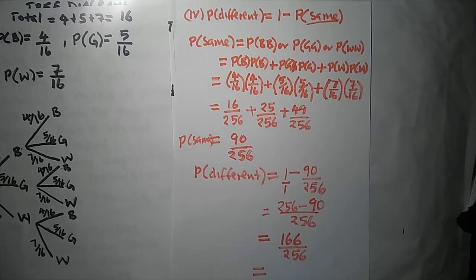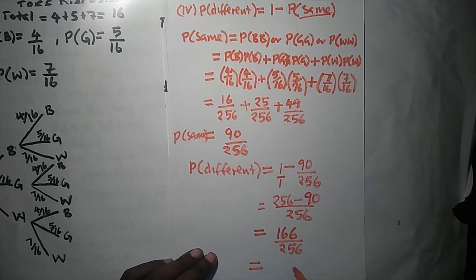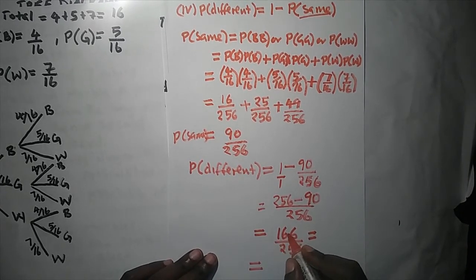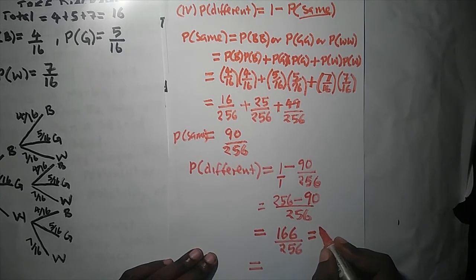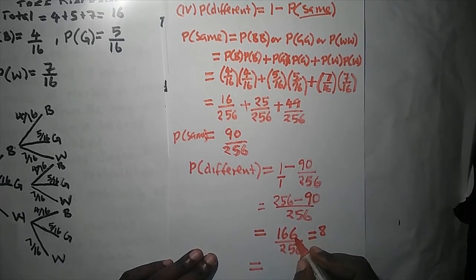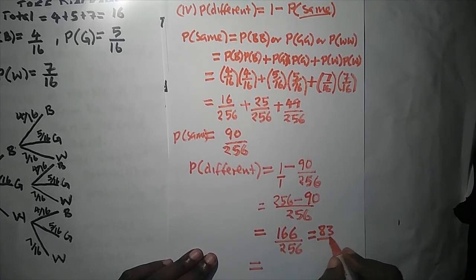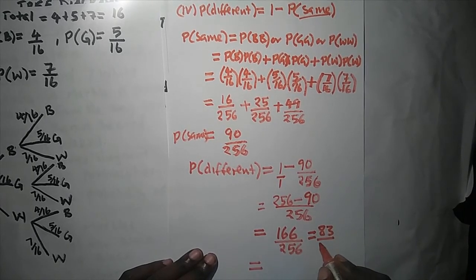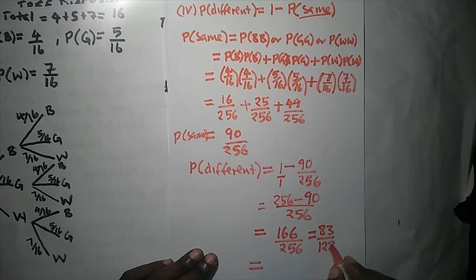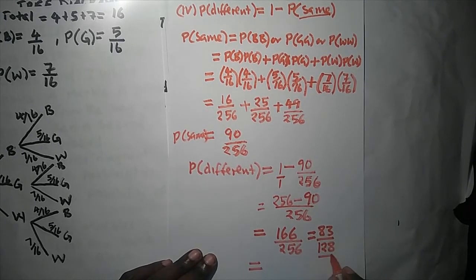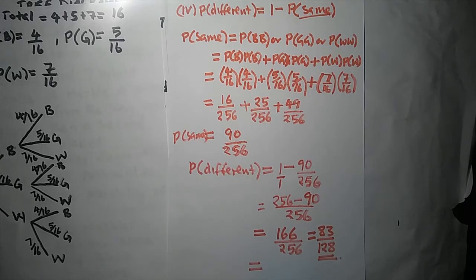There are some numbers that can go into this number. Numbers like 2 can go into this number here. So when we divide here, 2 into 166 we're going to have 83. And then 2 into 256, we are going to have 128. We have 83 over 128, and therefore this is our probability for picking different colors.